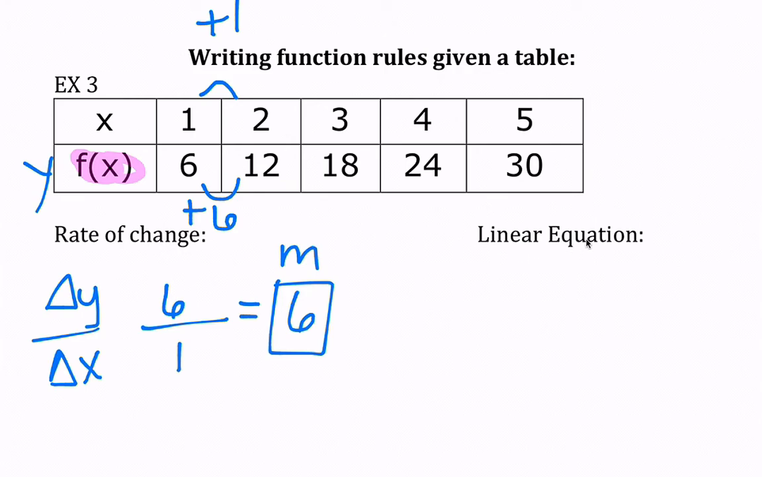Okay, so to write our linear equation, it's y equals mx plus b. We already know the m, we know the slope is 6. We just found that. Our b is our y-intercept. Remember, on a table, your y-intercept is where x is 0. Well, notice we don't have where x is 0, so we're going to create our own. We need to figure out what that will be.